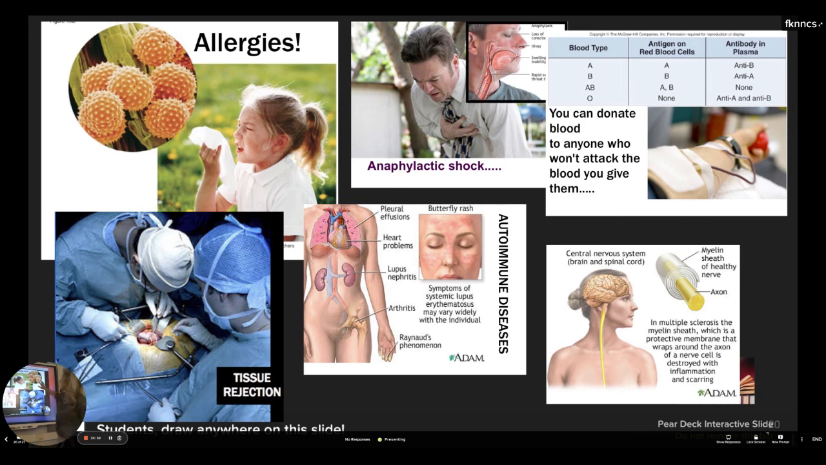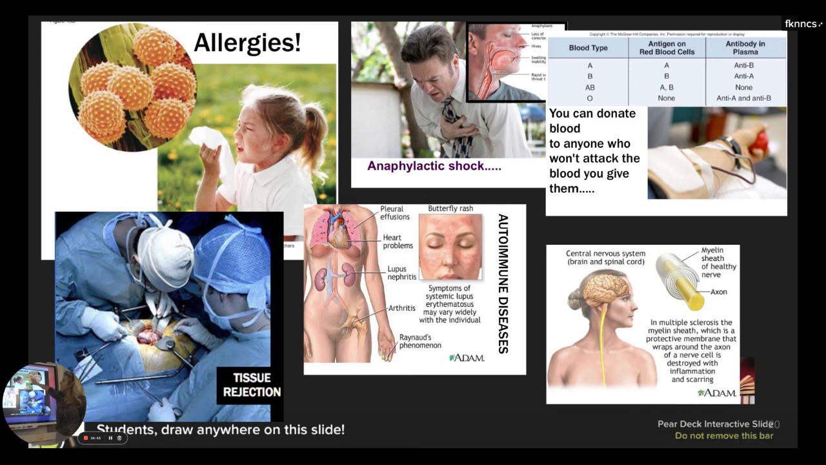Okay, other issues we talked about is allergies. We mentioned that a little bit earlier. We talked about anaphylactic shock, which is a real, hyper response to an antigen that wouldn't normally bother people, but for you and your body, it bothers. That's why you can't eat peanuts or can't get stung by a bee or whatever it might be.